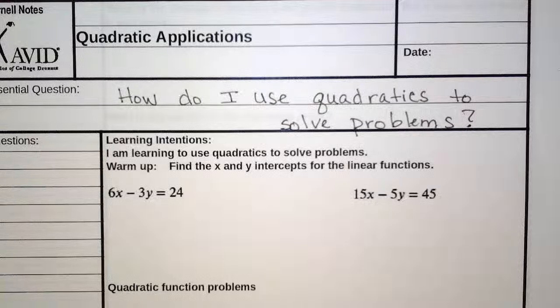We're looking at quadratic applications. So the essential question is, how do I use quadratics to solve problems? Your learning intention: I'm learning to use quadratics to solve problems. You've got two warm-up questions. Find your x and y intercepts for the two linear functions. Pause the video and see if you can do those on your own.